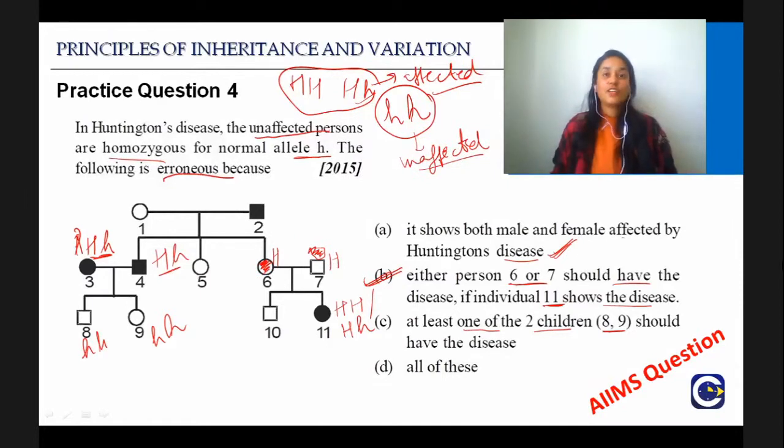Is it clear or is it getting very confusing? Be honest, if it's getting very confusing, that is also okay. With pedigree, that happens. But read the question properly. They are not asking you here if it is autosomal dominant or autosomal recessive. They are asking you that this pedigree that they have given you is erroneous. Erroneous means there is something wrong in this pedigree. Now you have to identify what is the thing that is wrong.